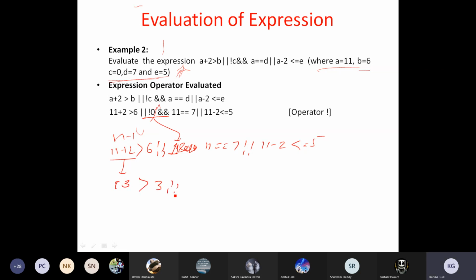13 greater than 6, or operator, 1 ampersand ampersand 11 equal to 7, or. At the same time I can take care of this also: 11 minus 2 is 9, less than or equal to 5. Is it okay? 13 greater than 6. So this is second, this is the third one. Next, greater than, 13 greater than 6.